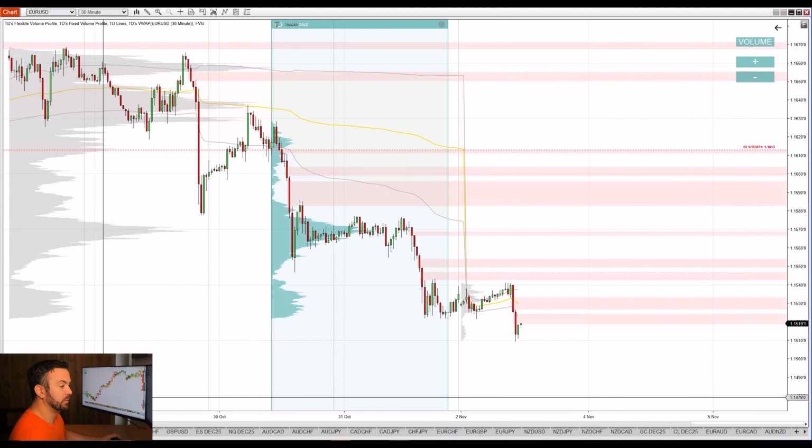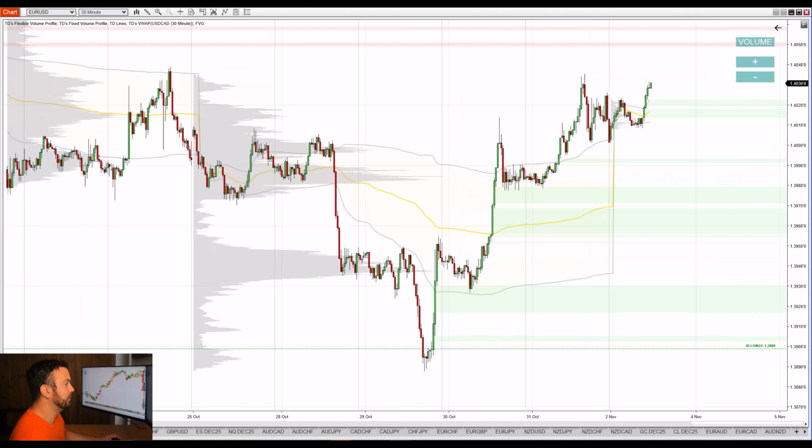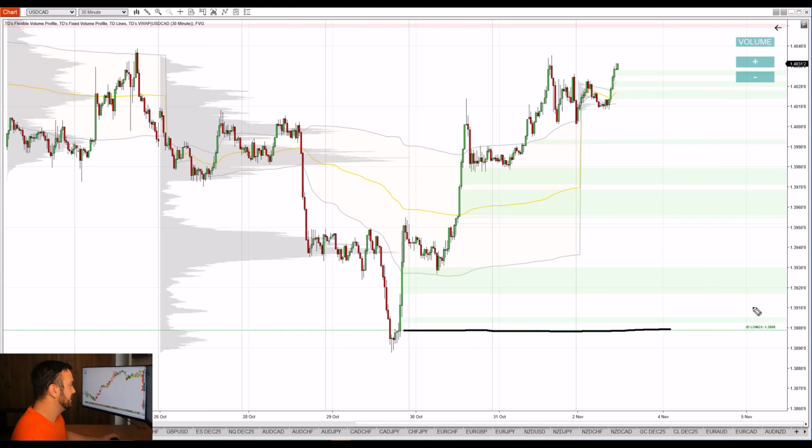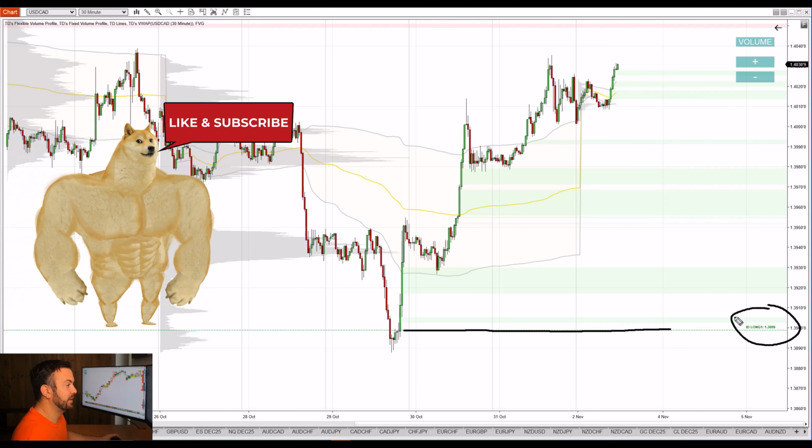Let's check out the US dollar, Canadian dollar now. So this is a 30-minute chart of the US dollar, Canadian dollar. In here, I want to talk about a support level in here at 1.3899, and this support level is based on a volume profile setup, which I call the rejection setup.